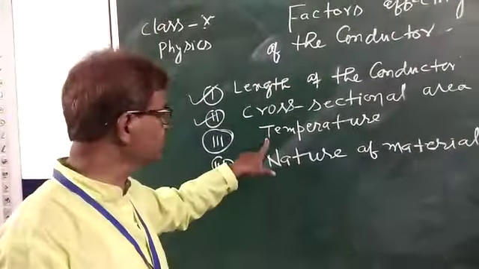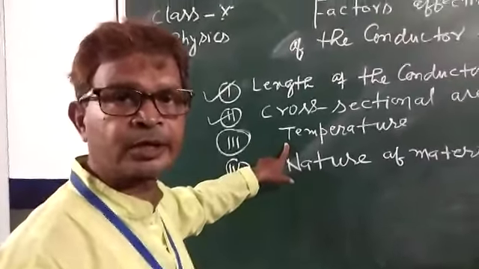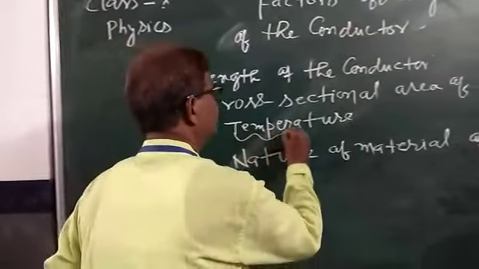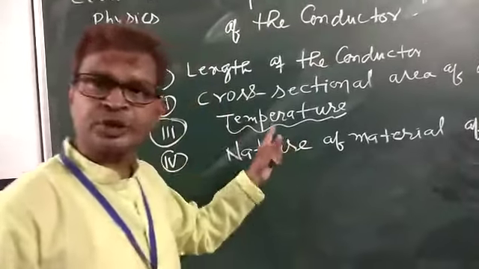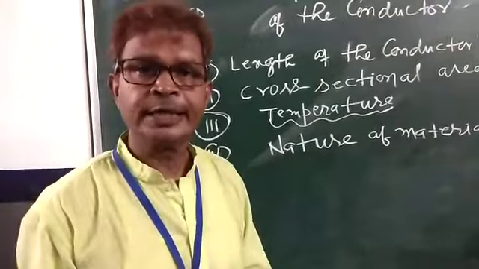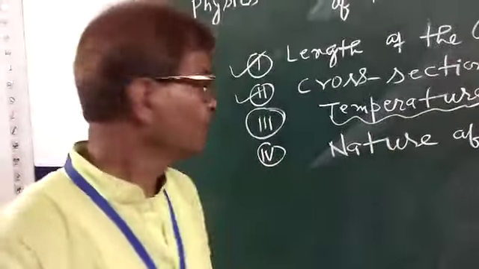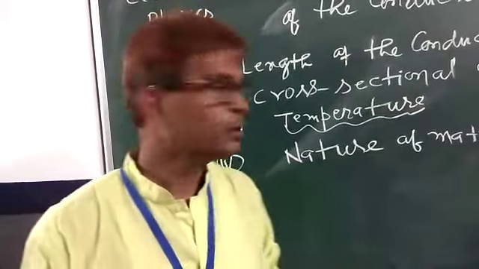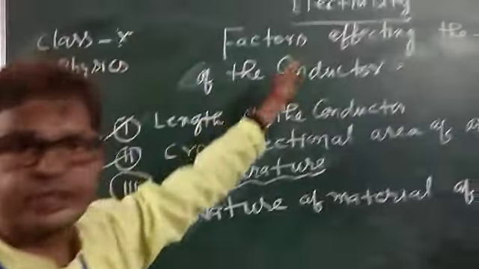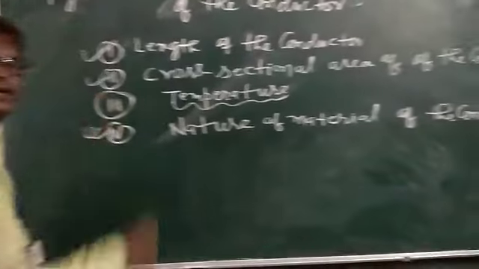The resistance of the conductor also depends upon the temperature of the conductor. Usually, if you raise the temperature of the conductor, the resistance of the conductor increases. But in the case of an alloy, increasing or decreasing the temperature of the conductor leaves the resistance unaffected. The last one is also very important.